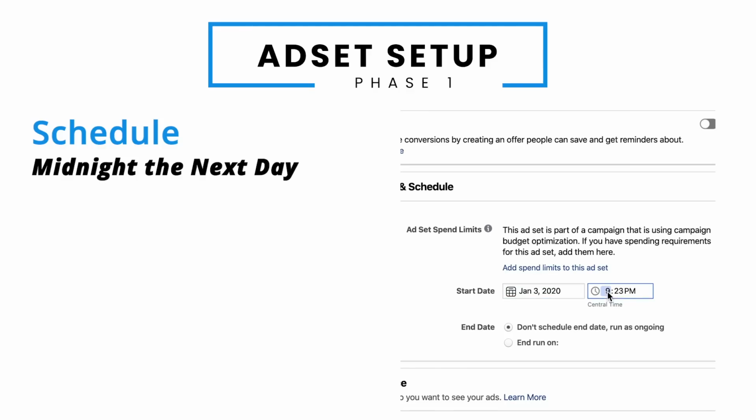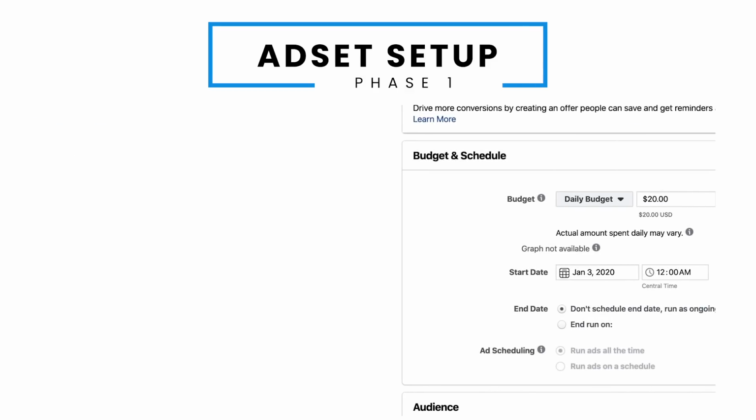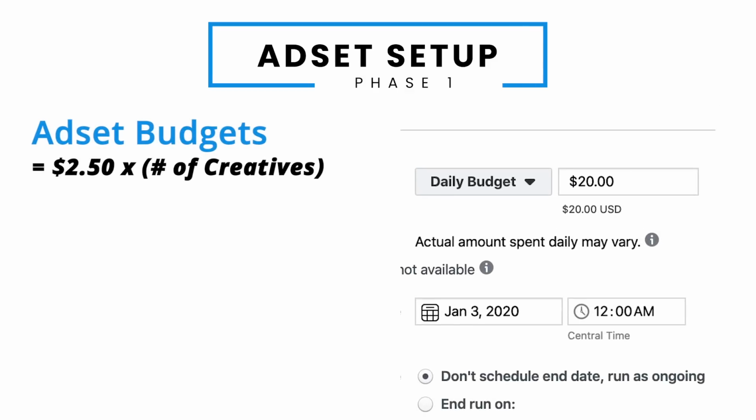Now, regardless of whether or not you have CBO turned on, when you're making new ad sets, you should always schedule them to start at midnight the next day. It doesn't matter what time zone you're in, because Facebook will optimally spread your budget throughout the day based on the location you're targeting. Now, if you have CBO turned off, this is also where you will have to decide the budget of your ad set.